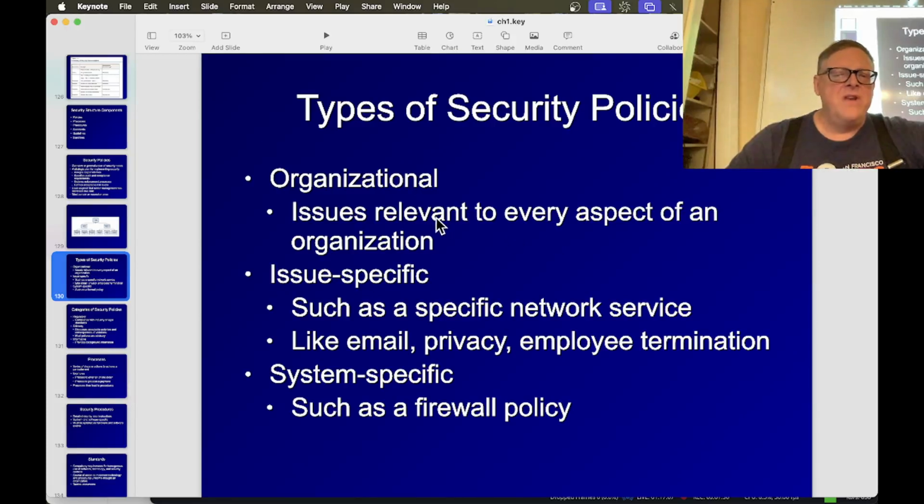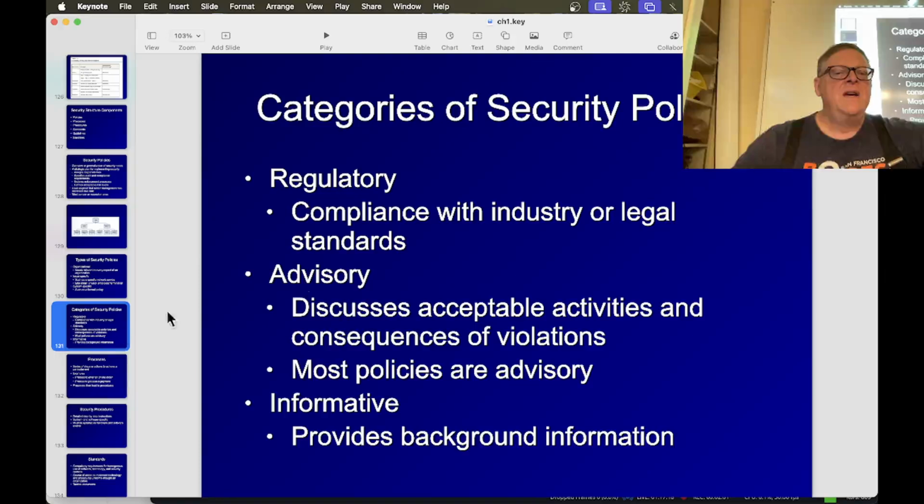So the organizational ones apply to the whole organization, and then there's issue-specific ones like email, privacy, employee termination, and ones specific to certain systems, regulatory ones, which go to the legal requirements of your business, and advisory ones. Most policies are advisory, most of them are not mandatory. And there's informative ones that provide background information.